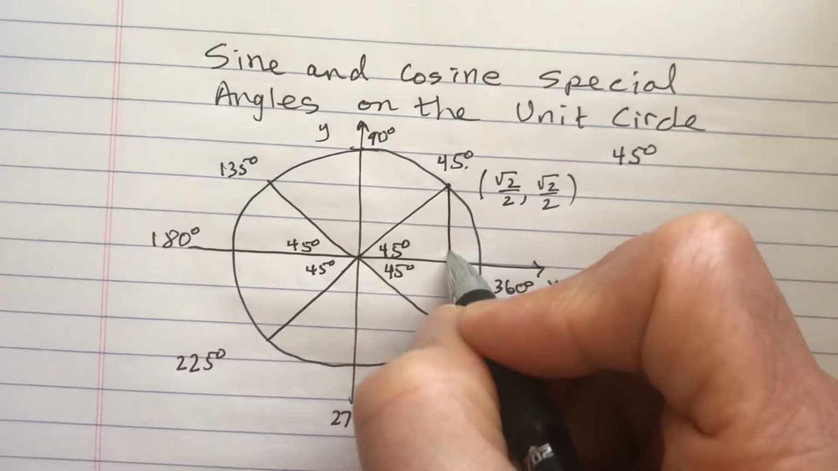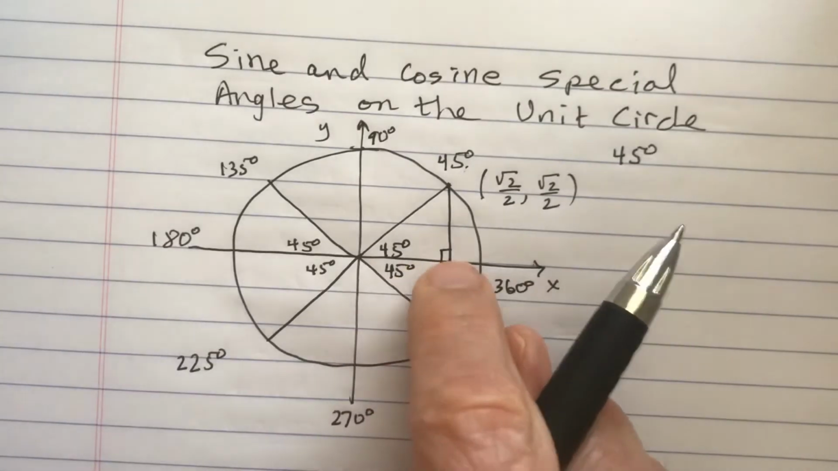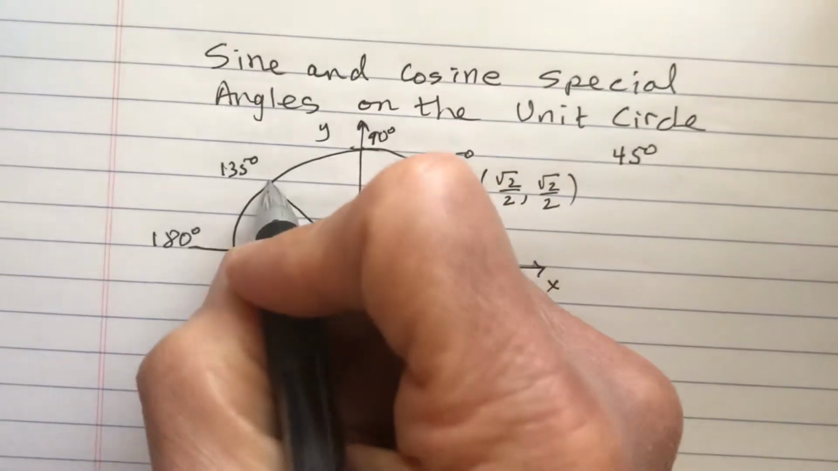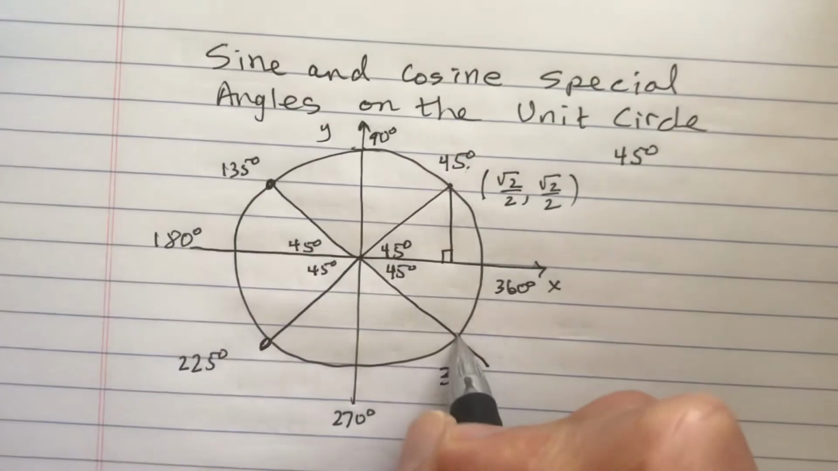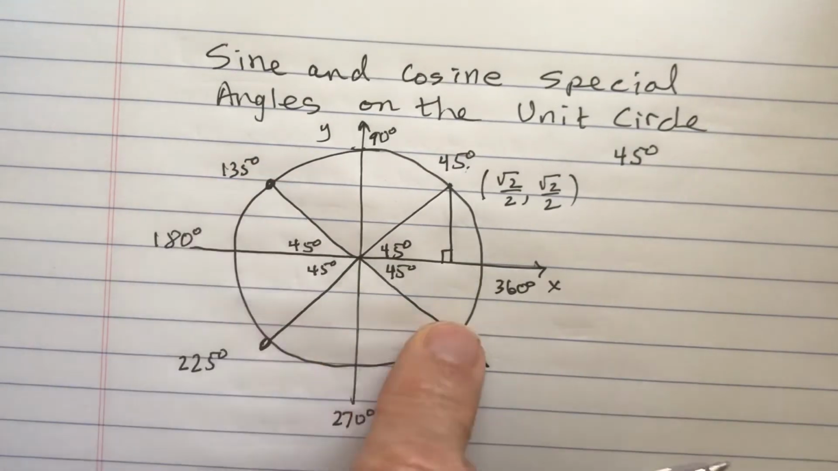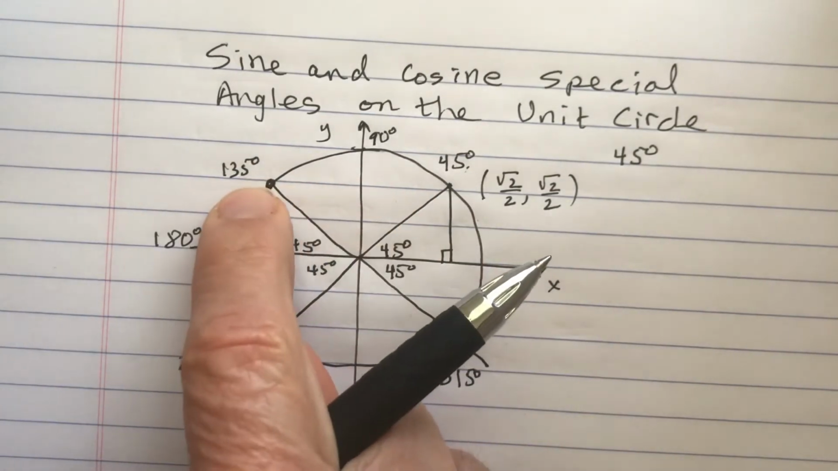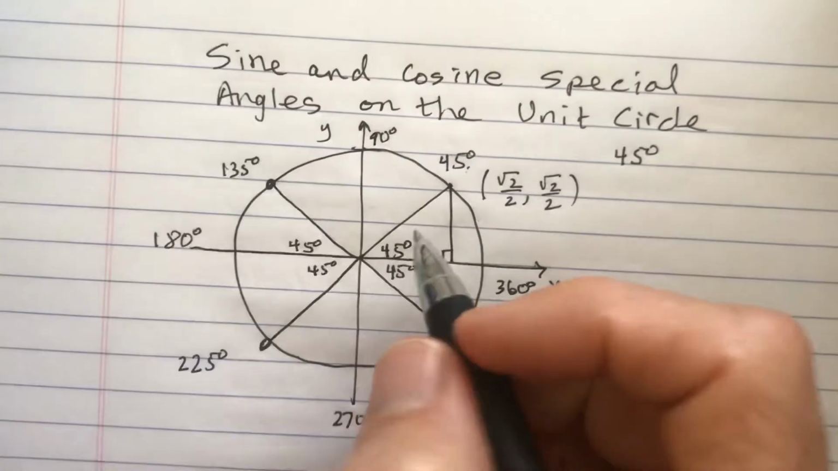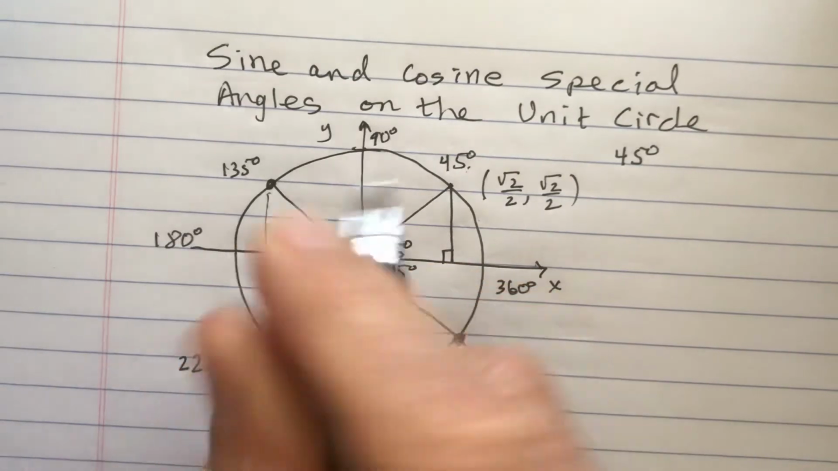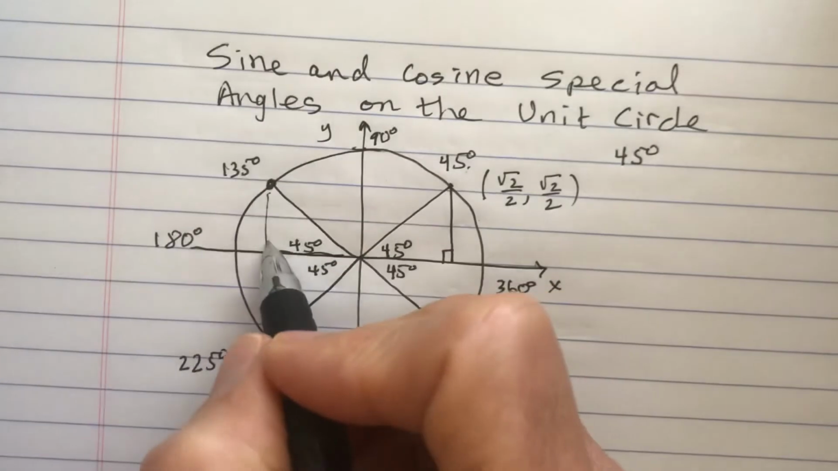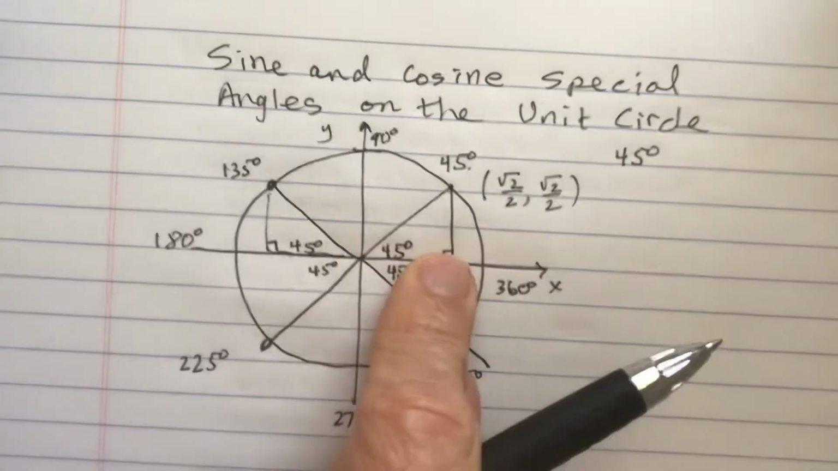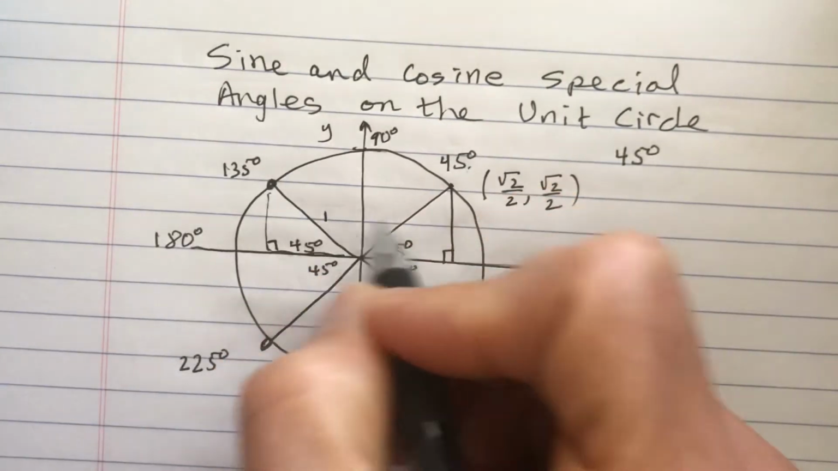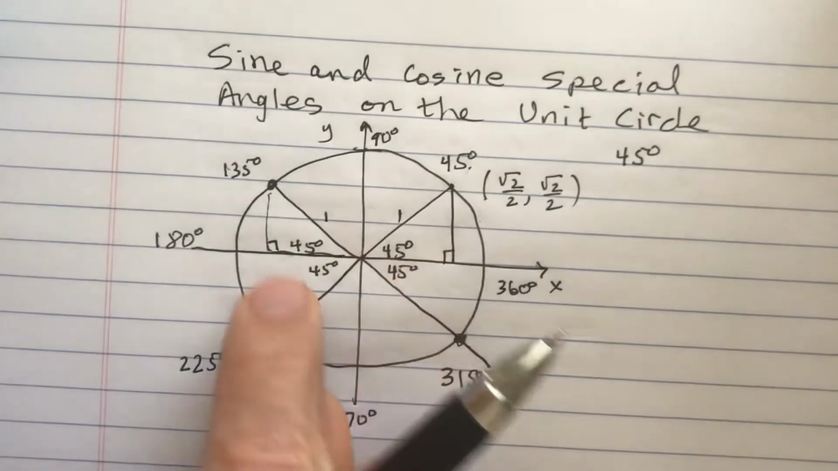We can also draw a right triangle. We did that last time, or we don't really have to. But I'm going to try to find the x and y coordinates for these points, 135, 225, and 315. If I draw a triangle, it's a right triangle, and we can see that these triangles are congruent, so the lengths of the sides are the same. This is a unit circle.